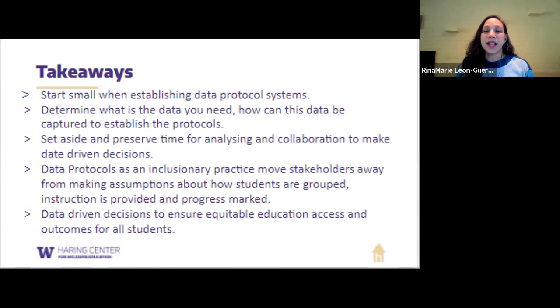Some takeaways on data analysis protocols: first, start small when establishing these protocols. Determine what is the data you need and how can this data be captured to establish those protocols. Set aside and preserve time for analyzing and collaboration to make data-driven decisions. Data protocols as an inclusionary practice move stakeholders away from making assumptions about how students are grouped. Instruction is provided and progress marked. And lastly, we make data-driven decisions to ensure equitable education, access, and outcomes for all students.